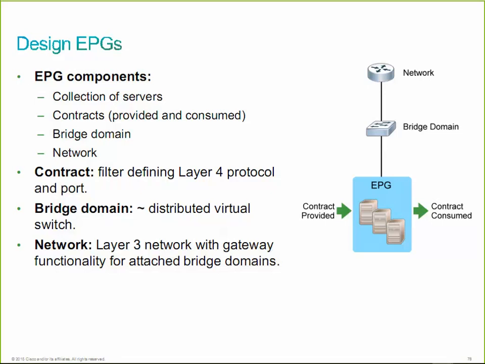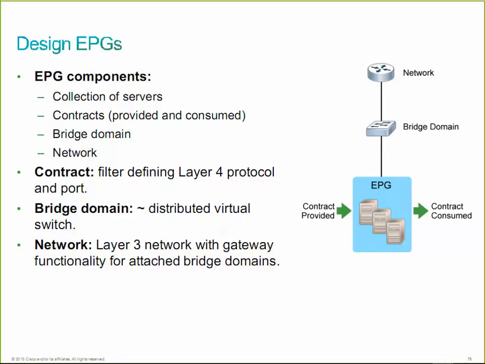The diagram that you're looking at shows an example of an application profile. The contracts define our inbound and outbound permit and deny policies, our QoS rules, redirect rules, etc. And so we see a contract provided for the EPG, and then contracts consumed within the EPG, and then we have our bridge domain and our network, our layer 3 entity.